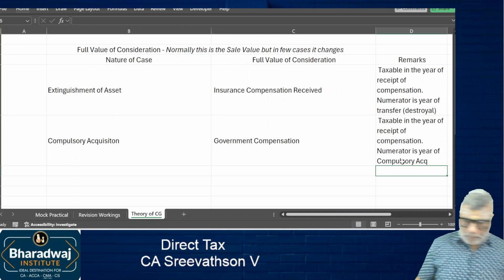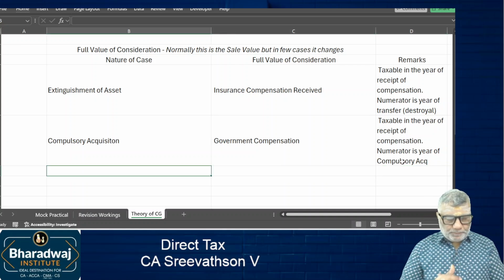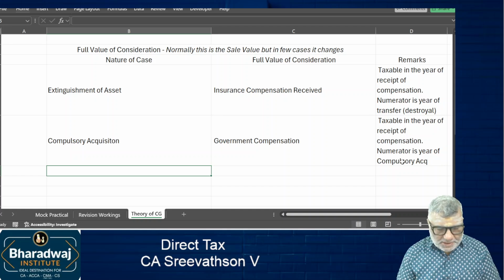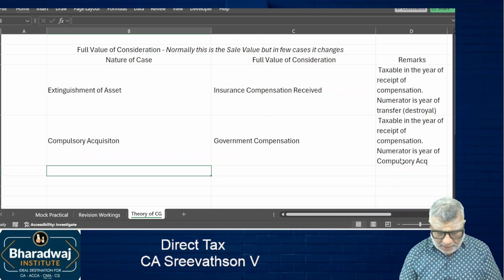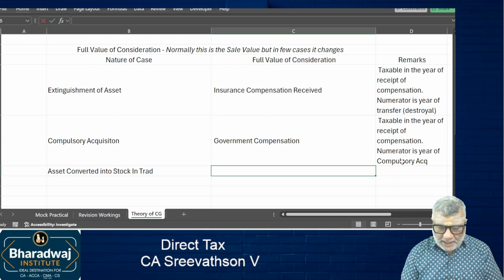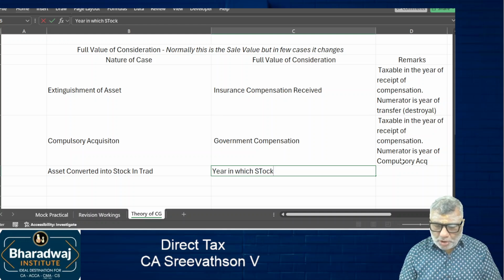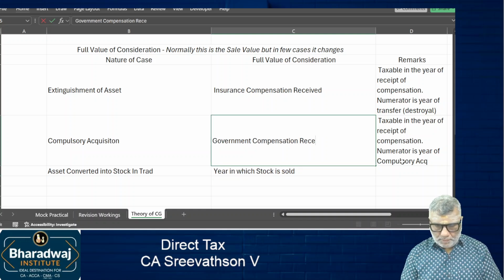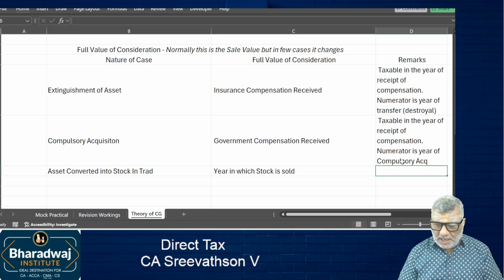Compulsory acquisition. Then asset converted into stock in trade. Year in which stock is sold.